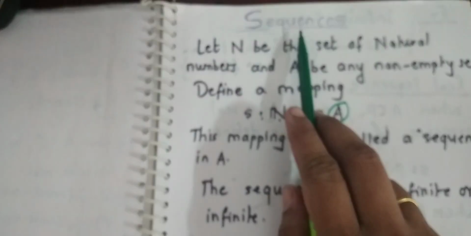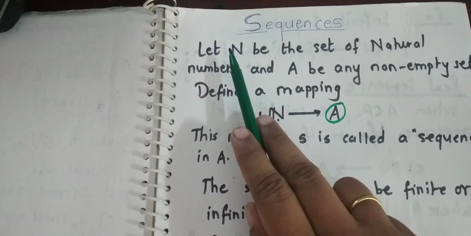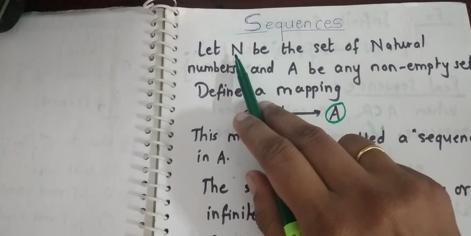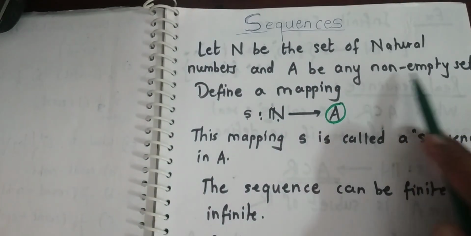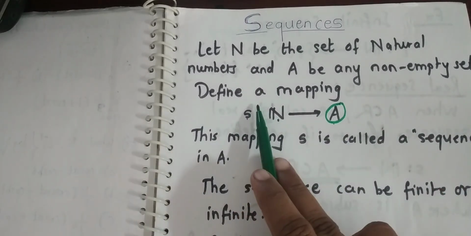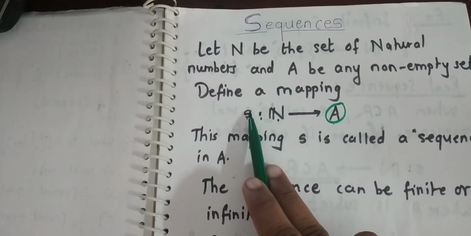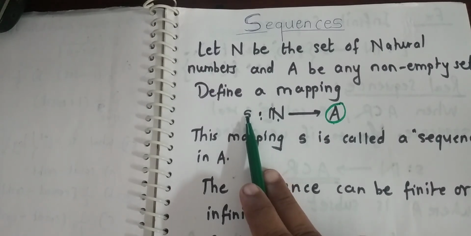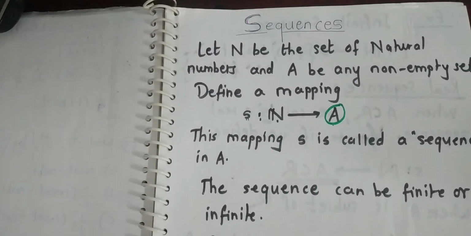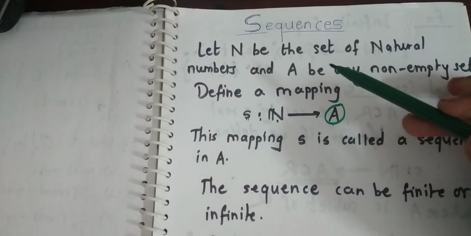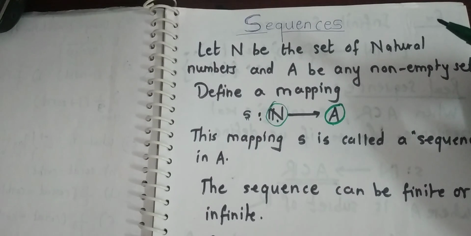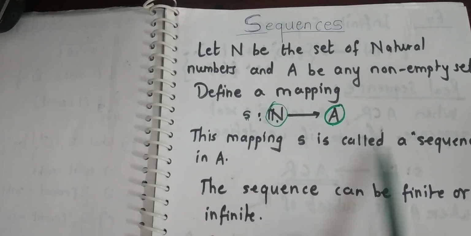So what is the definition of sequence? Let N be the set of natural numbers and A be any non-empty set, meaning it contains some elements. Define a mapping S, where S stands for sequence, from the set of natural numbers to the non-empty set A. This mapping S is called a sequence in A. Here A is the codomain and the set of natural numbers is the domain of the sequence. Remember, the domain is always the set of natural numbers. Yes, this mapping S is called a sequence in A.